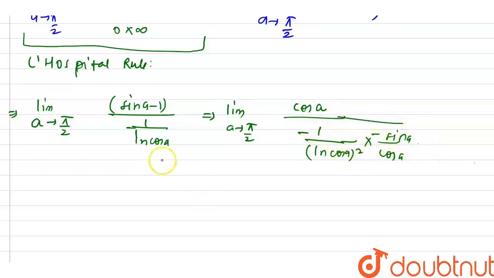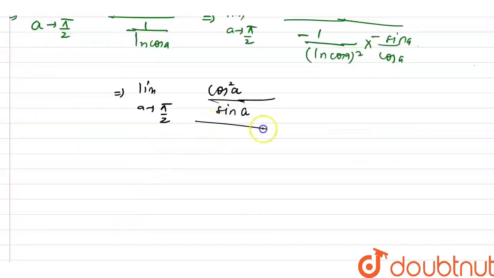Now I'm going to solve this. It will look like limit A tending to pi by 2 of cos A, and this cos A will multiply here, it will be cos square A, and this minus minus becomes plus, over sin A over ln cos A to the square, and I'm taking this thing here, so it will be ln cos A to the square. Now if you try to put the limit here, you will again get infinity over something like that value.